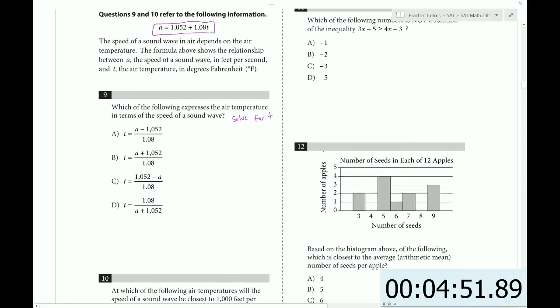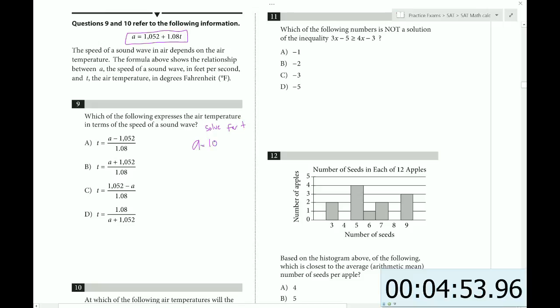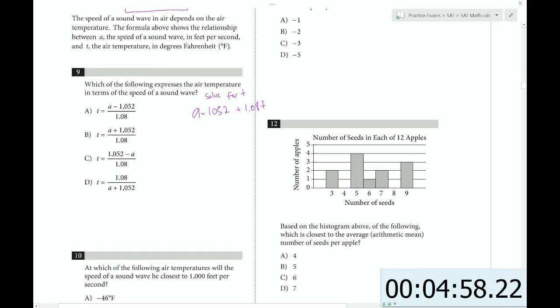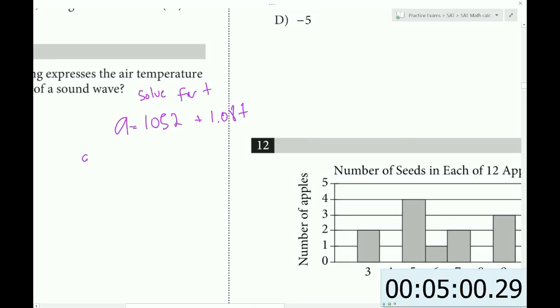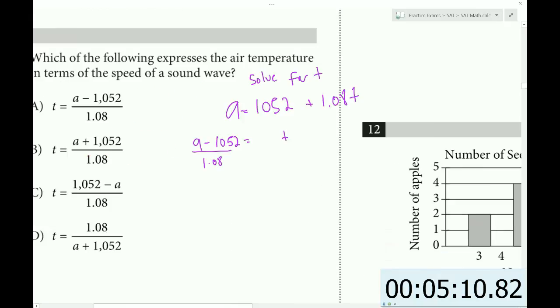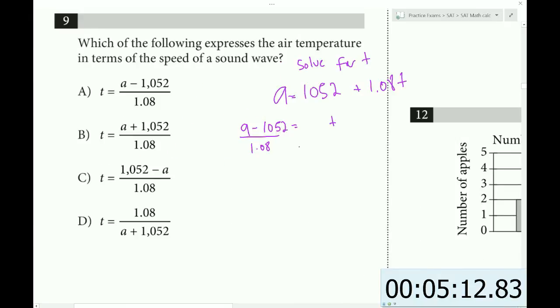Well, we've got A equals 1052 plus 1.08t. So to solve for t, the first step is to subtract the 1052 to the other side. Okay, and that's 1.08t. Then we'd have to divide by 1.08 on both sides, and that would give us the value of t. So that looks like choice A.